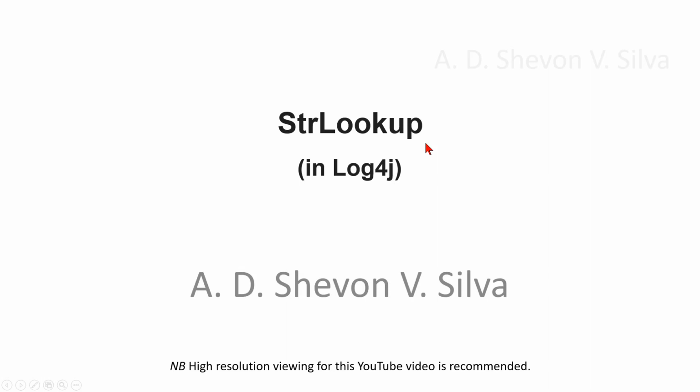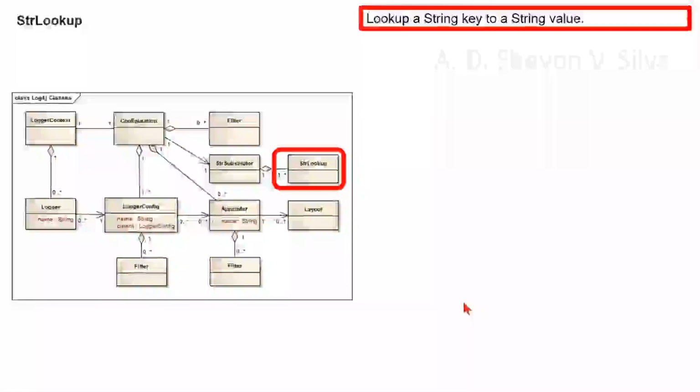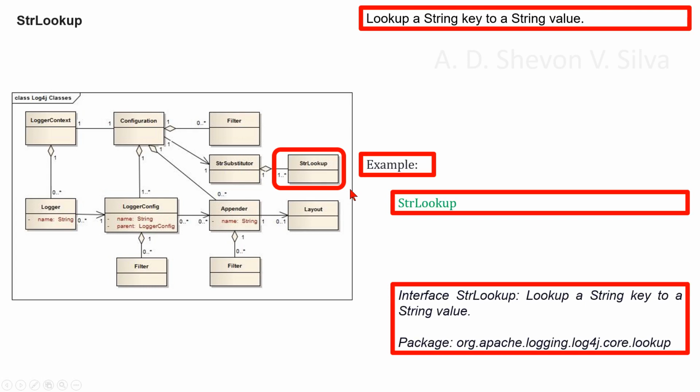StrLookup in Log4j. Now we are focusing on StrLookup. The interface StrLookup looks up a string key to a string value. This is in package org.apache.logging.log4j.core.lookup.